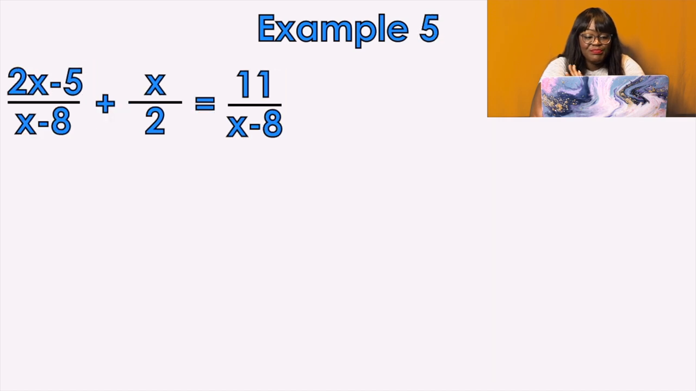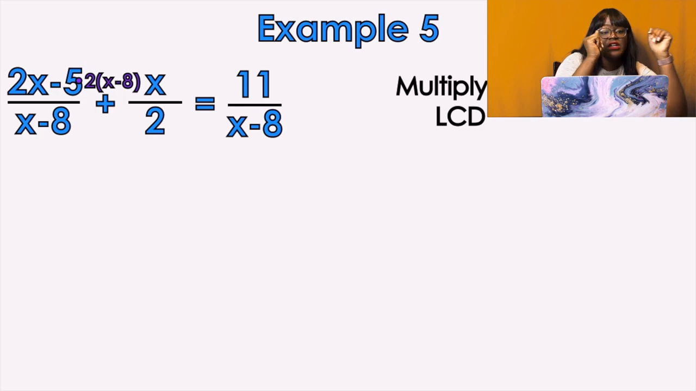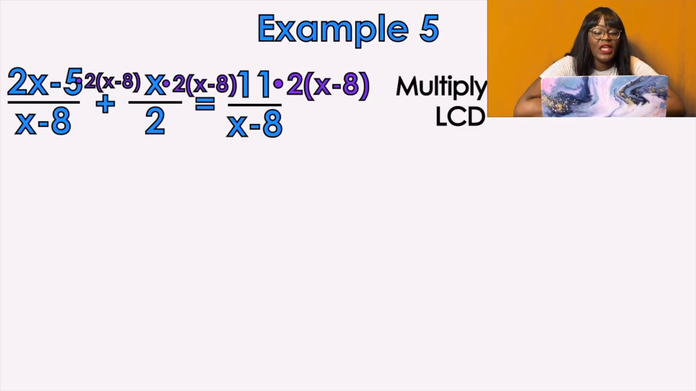Tough. Example number 5. 2x minus 5 over x minus 8 plus x over 2 equals 11 over x minus 8. You need to multiply by the LCD. I have two denominators in this problem. I have a 2 as one of my denominators, and then I have an x minus 8 as another one of my denominators. So the LCD has to be 2 times x minus 8. So I'm going to multiply the first term by that. Then I'll multiply the second term by that and the last term by that.